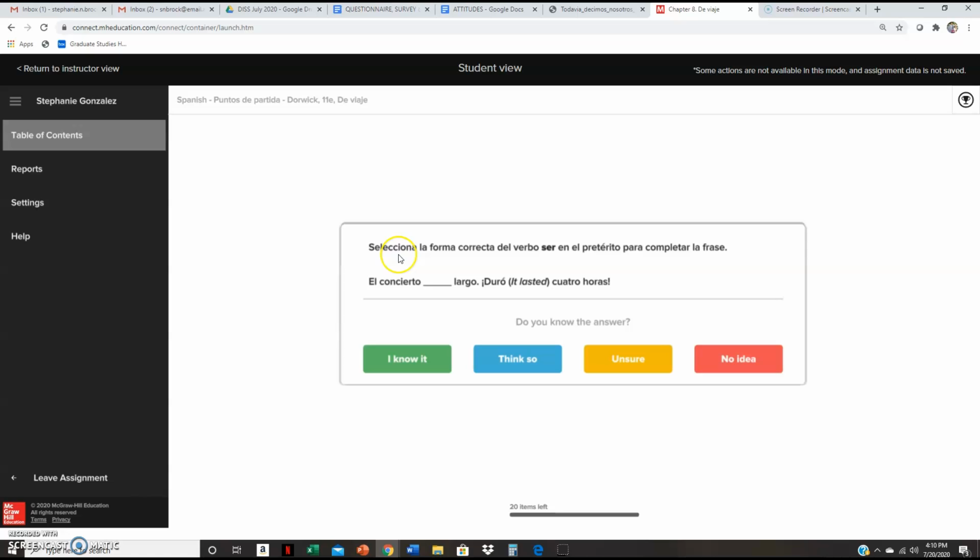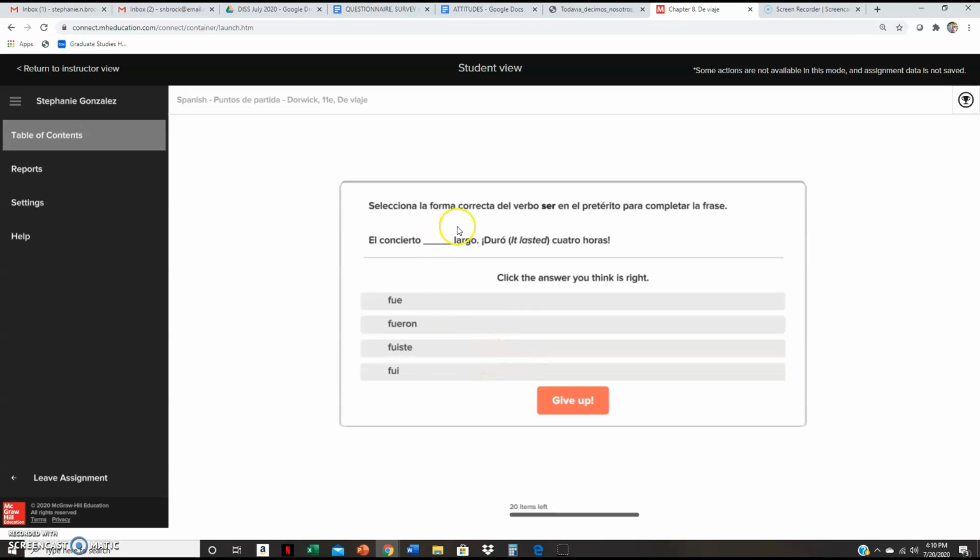So selecciona looks like select, right? Selecciona la forma correcta del verbo ser en pretérito para completar la frase. The biggest things you have to know are ser and pretérito. What we're trying to figure out here is what form of ser in the past tense we are going to be using. What we need to think about is what the subject, or the noun, is. The subject in this case is concierto, and that's not a person, so it's going to be under the third person singular.